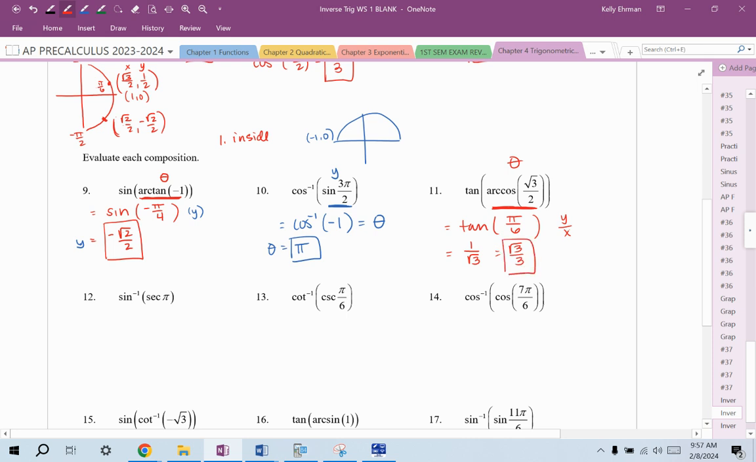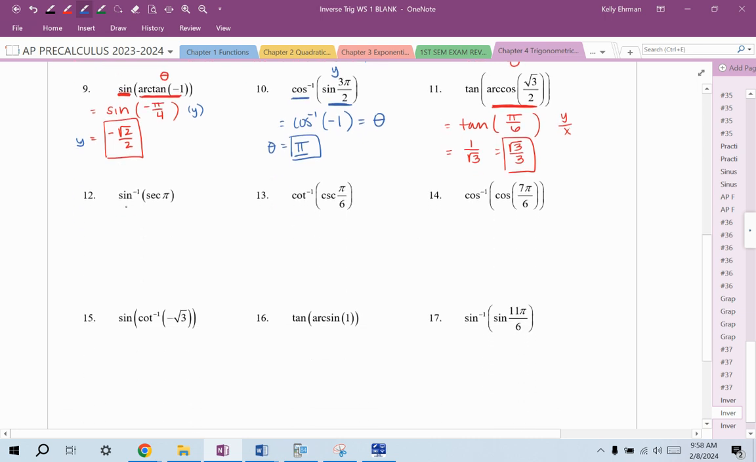Another way to look at this, if it's a regular trig function on the outside, you should get a trig value as your final answer. If it's inverse trig on the outside, you should get an angle as your final answer. So for the next one, it's inverse trig on the outside, so I should get an angle when I'm done with this. I want to start on the inside though. The secant of pi, so this is what's the reciprocal of the x value at pi. The x value is -1, and the reciprocal of -1 is -1.